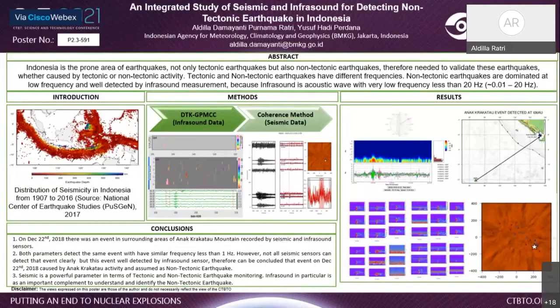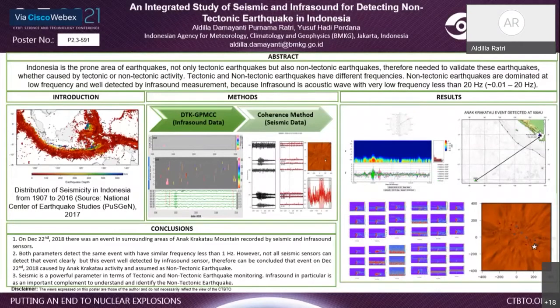And the second one is not all seismic sensors can detect the event clearly. It can be seen from the figure that there are some sensors in surrounding areas, but the event is well detected by infrasound measurement. Finally, we can conclude that both parameters can detect the same event with similar frequency, less than 1 Hz, and position, which is close to Anak Krakatau Mountain. Therefore, we can classify this event as a non-tectonic earthquake caused by Anak Krakatau activity.